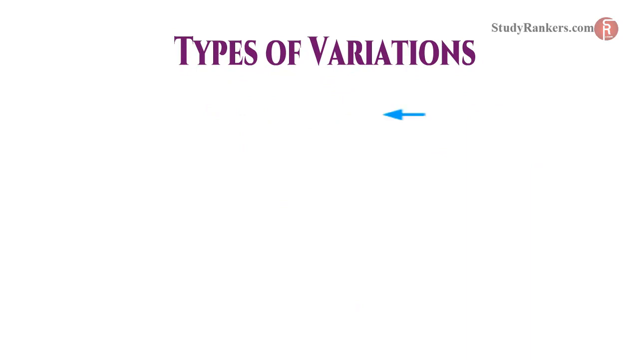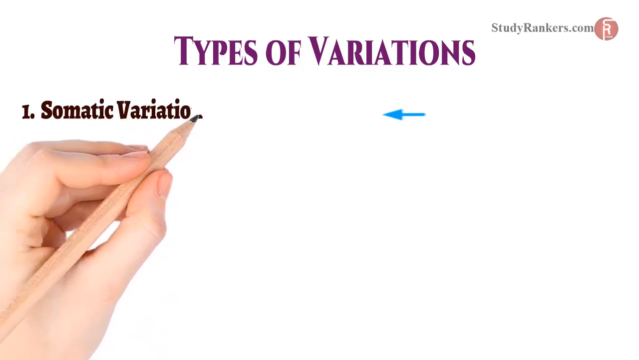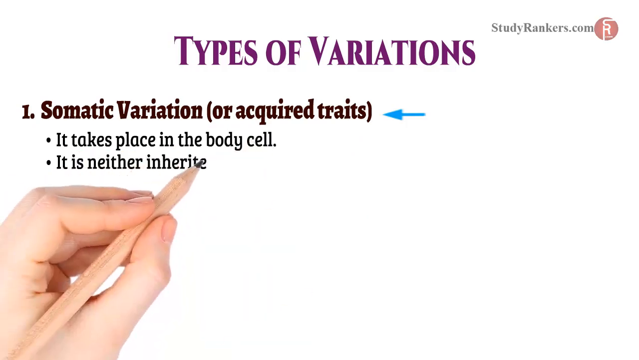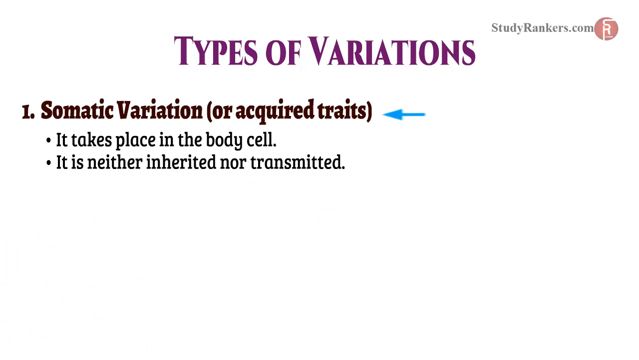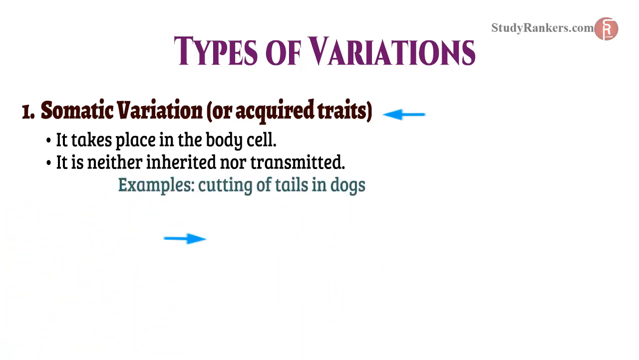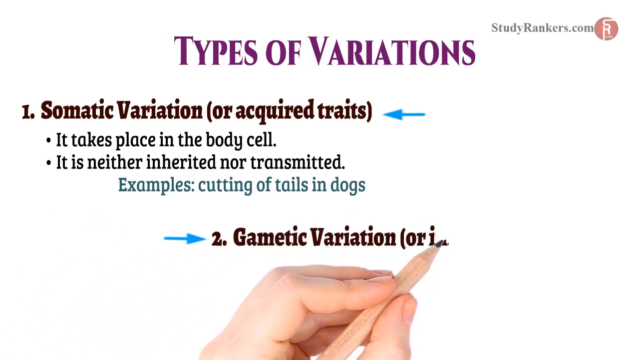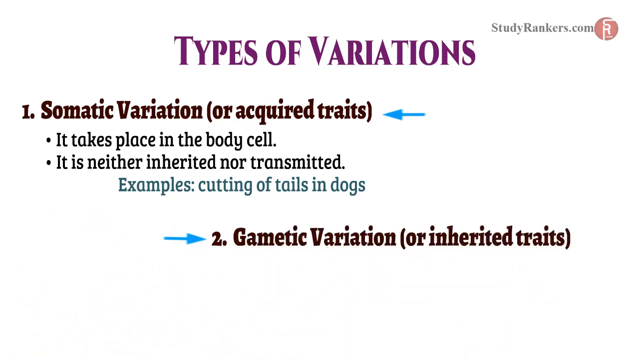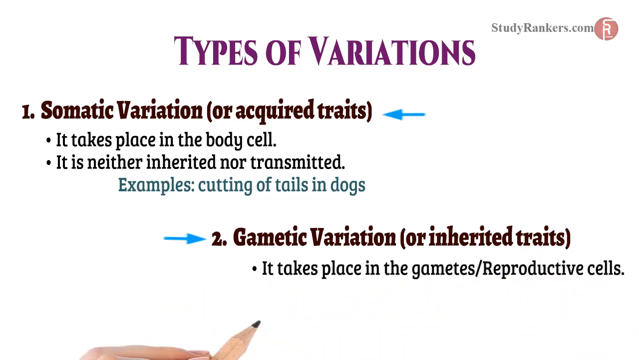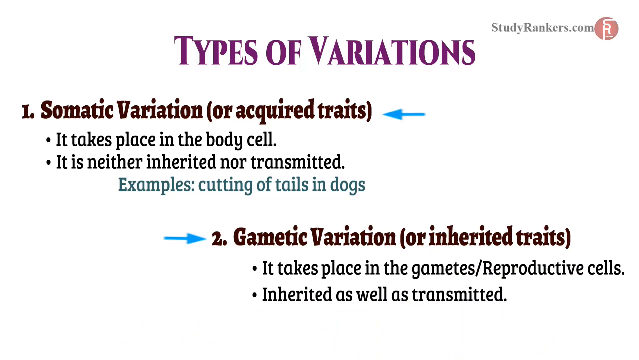They are: first one is somatic variation or acquired traits. It takes place in the body cell. It is neither inherited nor transmitted. Examples are cutting of tails in dogs. Second one is gametic variation or inherited trait. It takes place in the gamete or reproductive cells. Inherited as well as transmitted. Examples are human height, skin color.